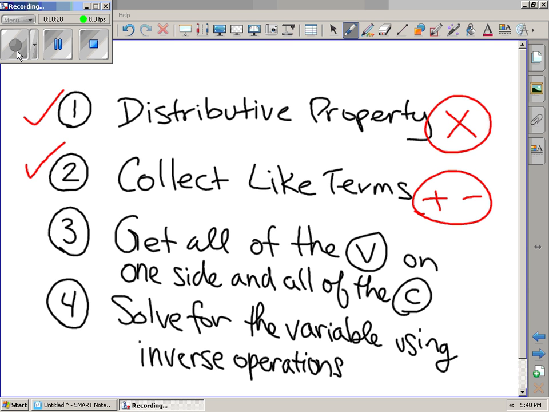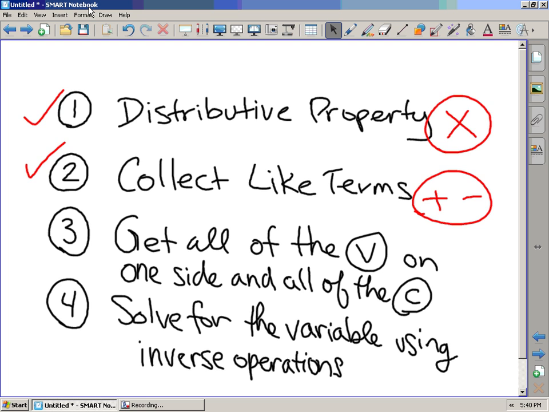Following that, we're going to get all of the variables with their coefficients on one side. And then we're going to get all of the constants on the other side. And finally, we're going to solve for the variable using inverse operations. Let's look at the first problem.